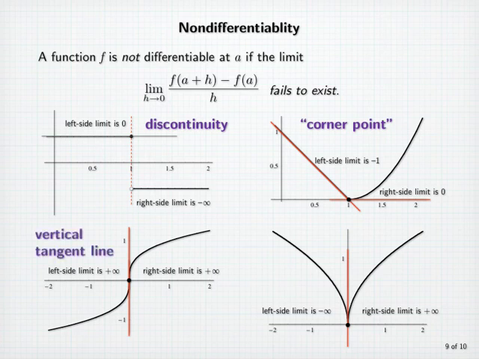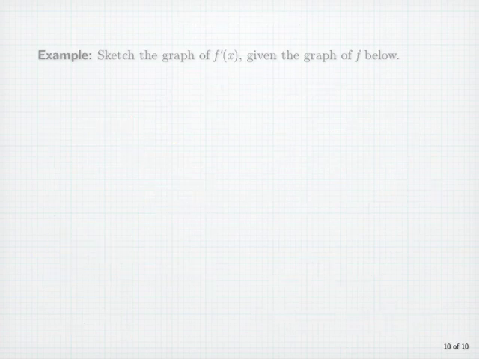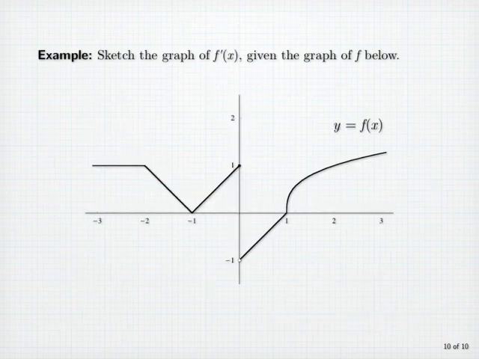In our third picture, the function has a vertical tangent line at x equals 0. In the fourth picture, we have something that we call a cusp. The graph comes to a very sharp point at x equals 0. So these are four primary ways in which a function fails to be differentiable. Example. Let's sketch the graph of f prime of x given the graph of f below.